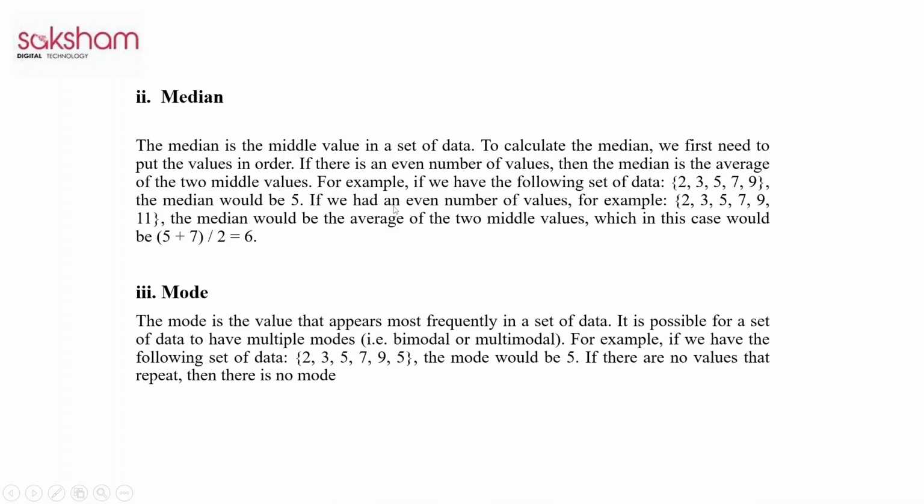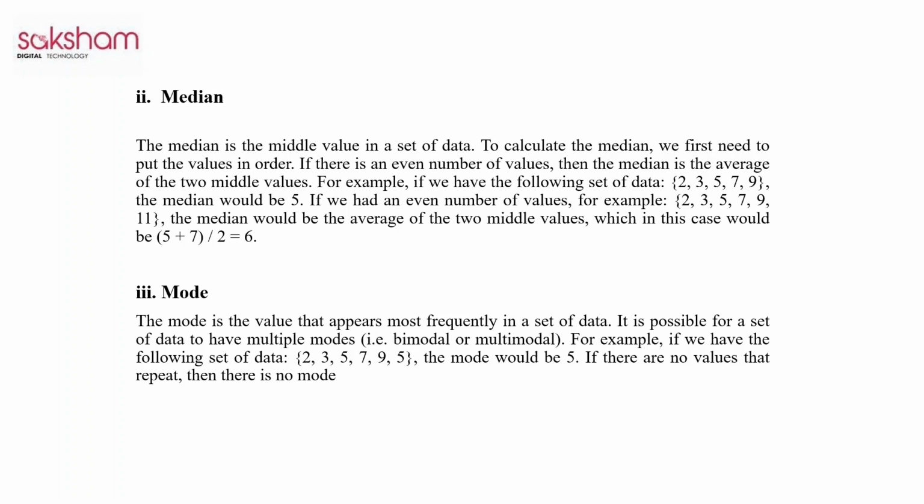But if we have an even number of values like 2, 3, 5, 7, 9, and 11, in this case the median would be the average of the two middle values, which in this case would be 5 plus 7, because these two values are the middle values. So 5 plus 7 is 12 and we divide by 2, so we get 6. 6 is the median value. To clear the concept of the median, when we have even values, we add the two middle values and divide by 2, so we get the median of the particular data. If we have an odd number of data, we easily find the middle value.